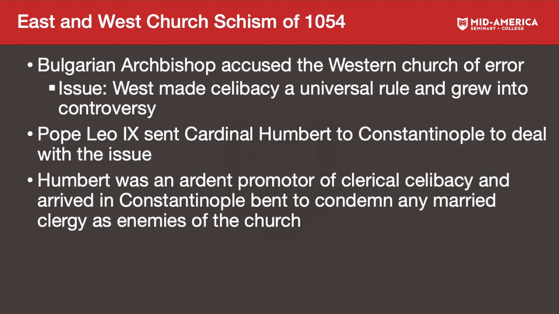Pope Leo IX sent Cardinal Humbert to Constantinople to deal with this issue. Now, Humbert was an ardent promoter of clerical celibacy, so he was against marriage. He arrived in Constantinople bent to condemn any married clergy member, especially in the Eastern Church, as an enemy of the church. And so, I mean, that's a big deal.